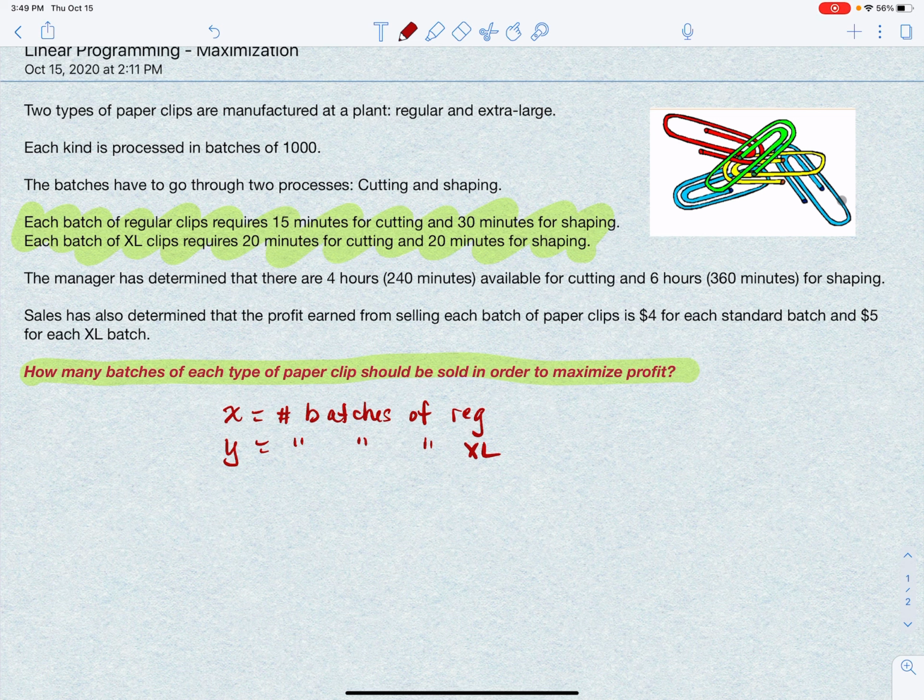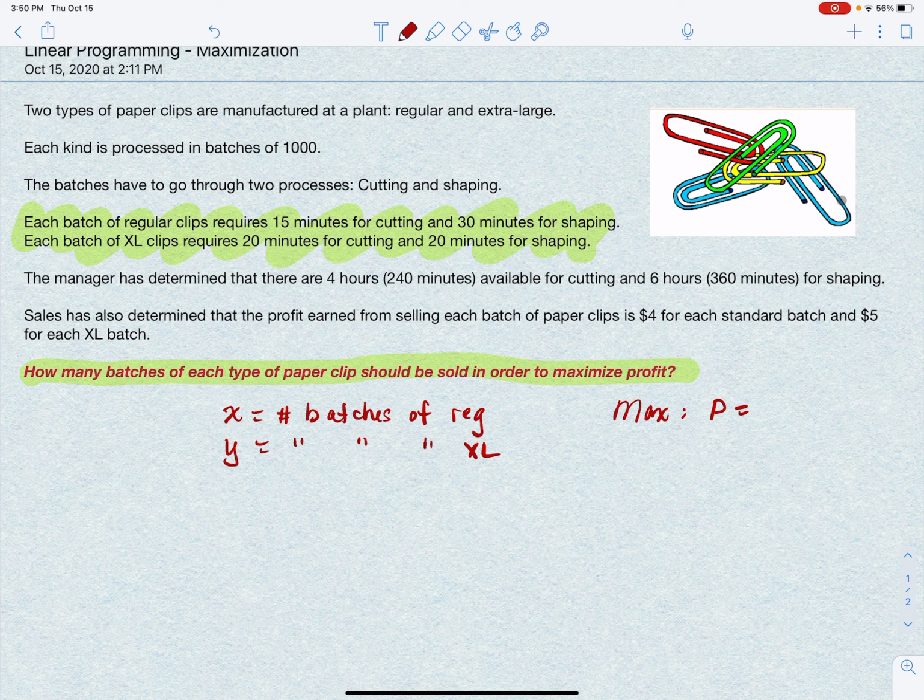Either way we go, do we get the inequalities first, or the objective function first? Since it's the last thing we read, what makes this linear programming is how many batches of each type of paperclip should be sold in order to maximize profit. So I want to maximize. Now, we always call these things Z. I'm going to call it P because it actually means something to us.